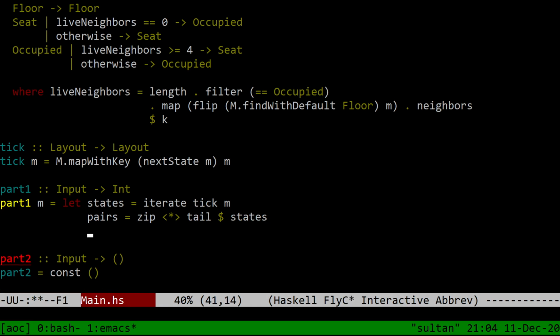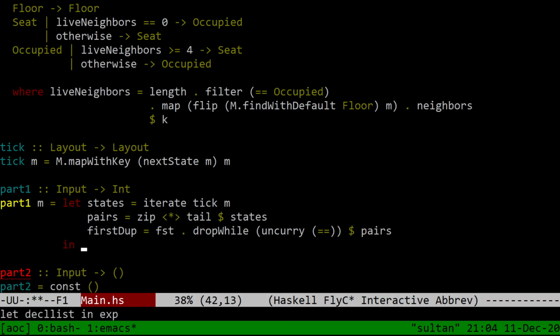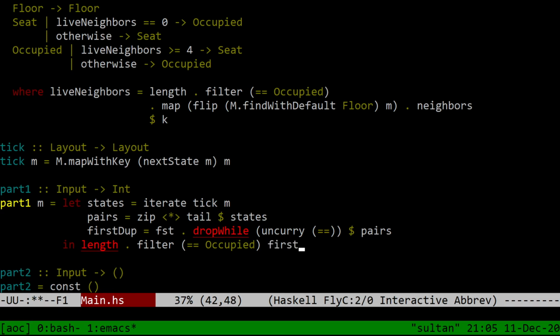First dupe equals first of drop while uncurry of equality over pairs. In, what is it I'm meant to know? How many seats are occupied? Length filter equal occupied over first dupe.